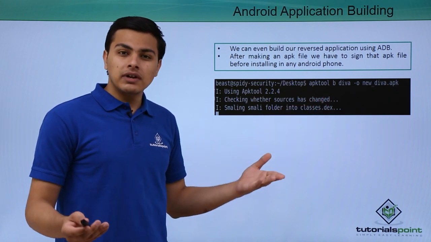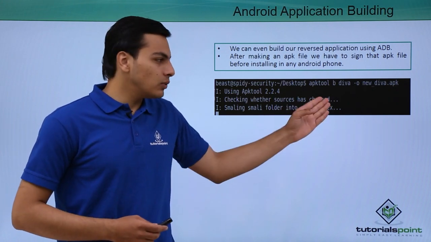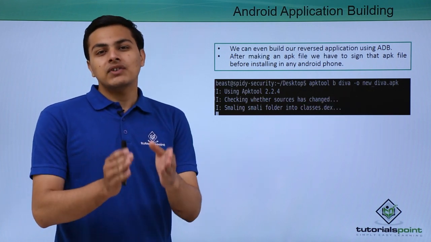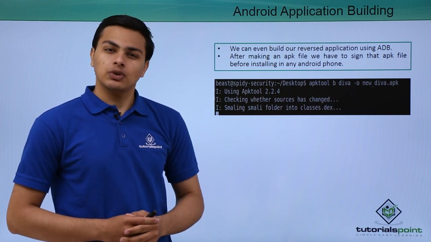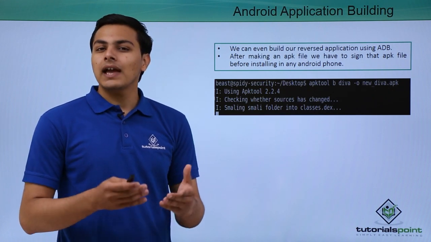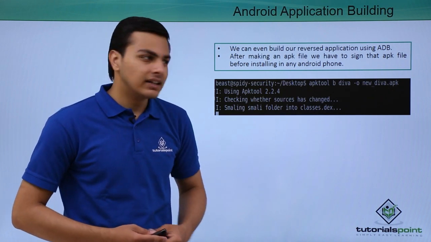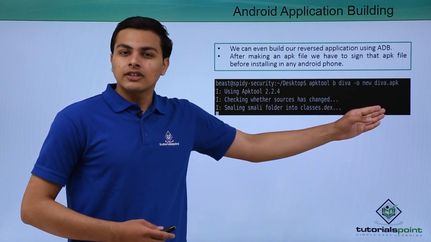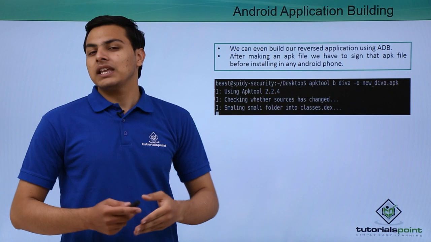So all we have to do is write down apktool b for build, then write down the directory name which actually contains our application source code. Then we have to pass one extra parameter, that is -o followed by the new Android APK name. So this is how we can build our Android application.